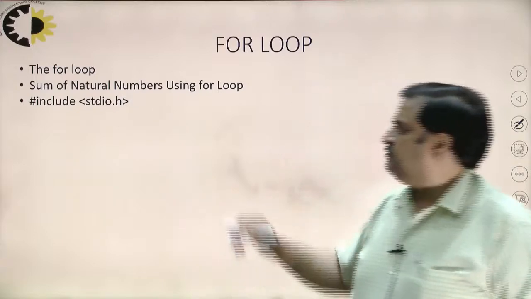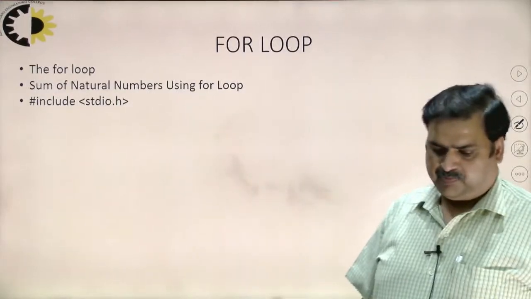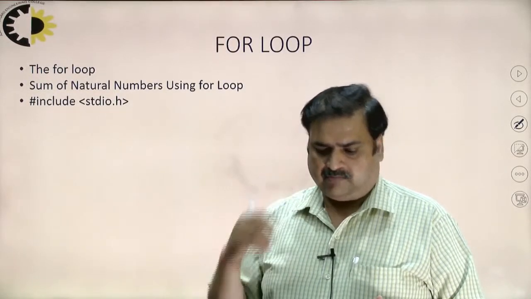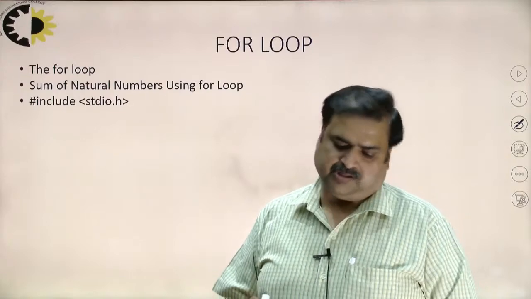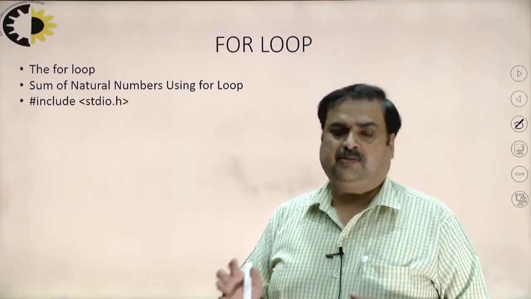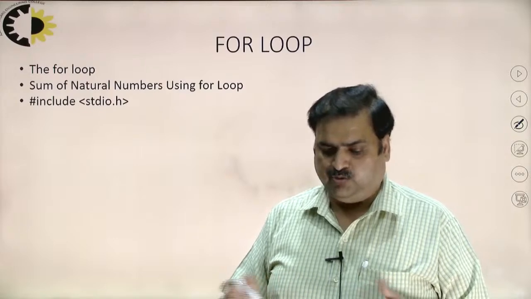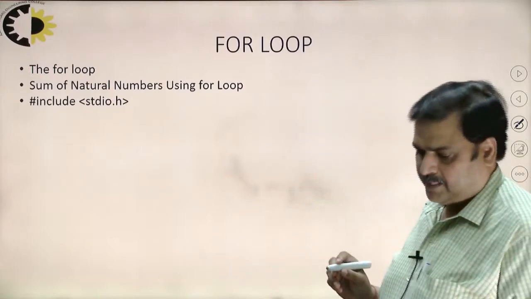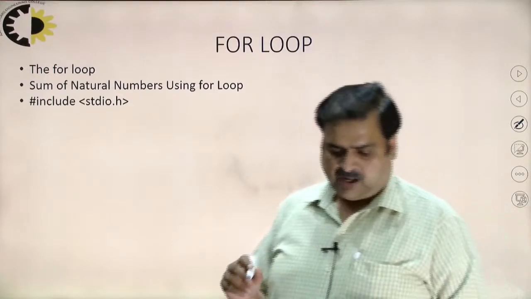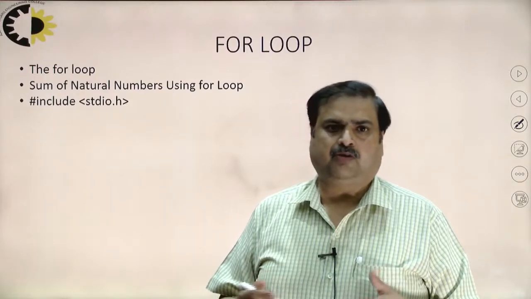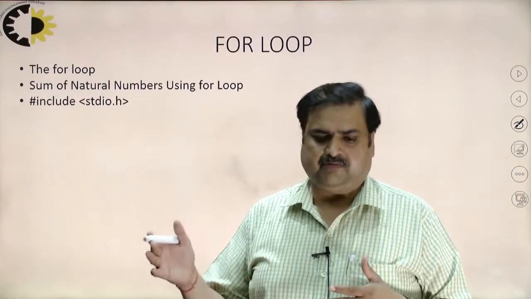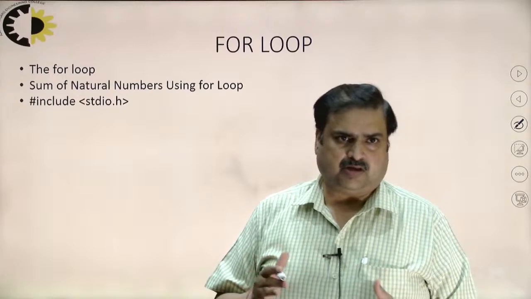If I want to have the sum of natural numbers using a loop, can anyone of you describe the logic in the comment box or chat box, how can we perform the sum of natural numbers using a loop? What do we need to do in the loop? What do you require? We require one number, up to which number we need to sum those natural numbers.